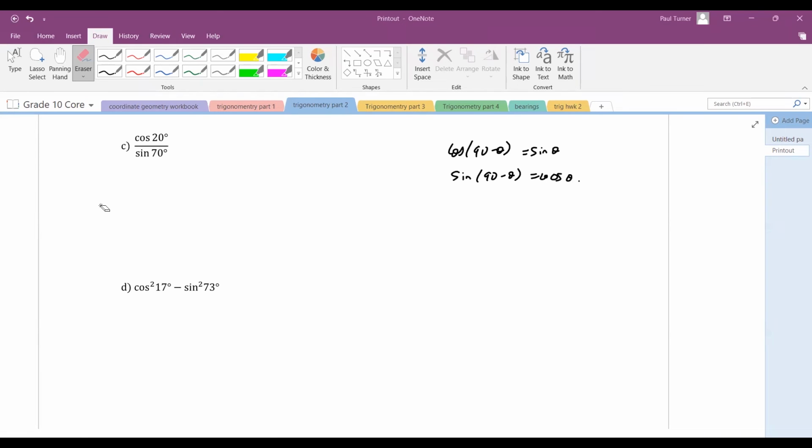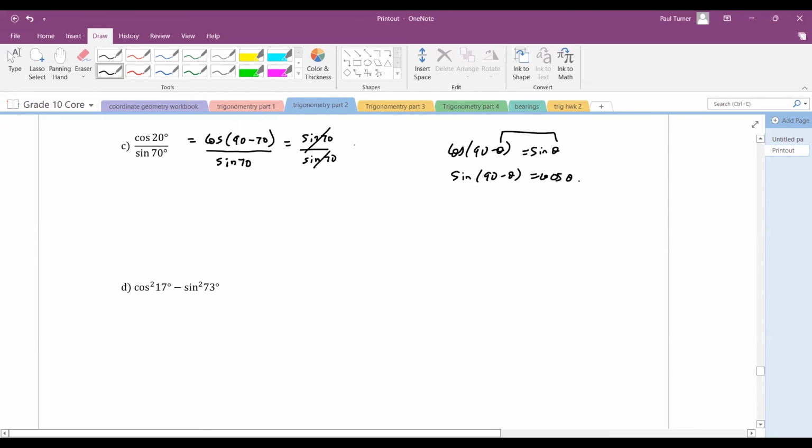In question C, we've got cos 20 on sine 70. Now we can change this cos 20 to be cos 90 minus 70, isn't it? Because 90 minus 70 is 20. So there's nothing different here. I haven't changed anything. And this is sine 70. And cos 90 minus 70, we can see it's going to be the same as sine 70, isn't it? So cos 90 minus 70 is actually the same as sine 70 on sine 70, which will cancel to be 1.